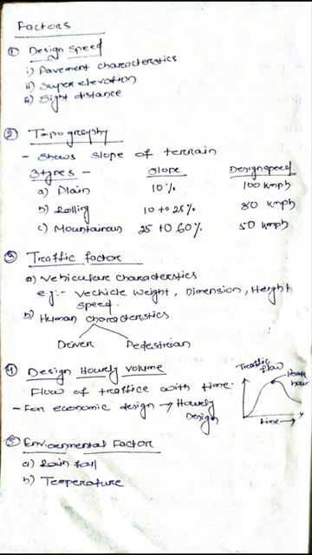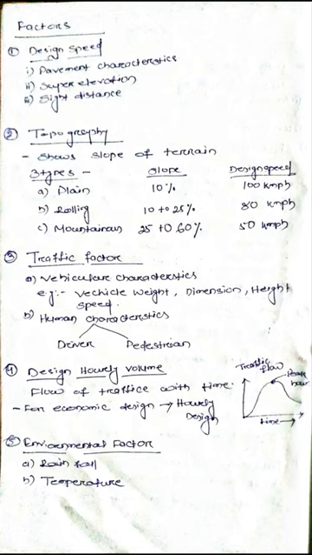Then we discuss the factors which affect the geometric design of highway. Geometric design is an important part of the highway. So what are the factors which affect the geometric design of highway? The first one is design speed.